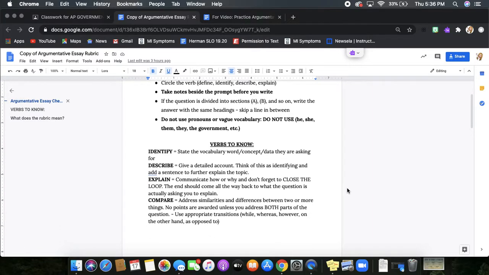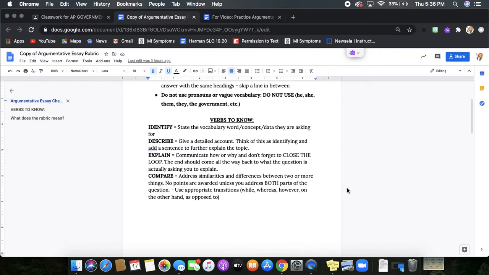Make sure you're specific when you are writing your essays, so don't use any vague vocabulary. Okay, so don't use he, she, them, they. Be specific. What is the name of the person you're talking about? Okay, so if you're saying, oh, he wrote this document, who's he? Is it Madison? Is it Hamilton? Gotta be specific with those kind of things.